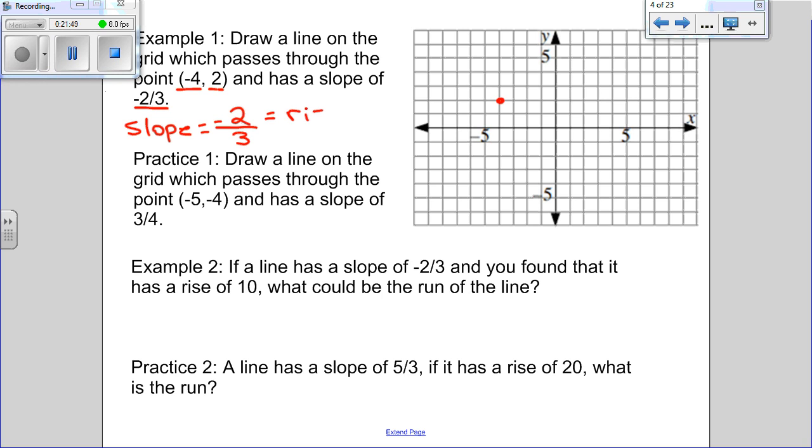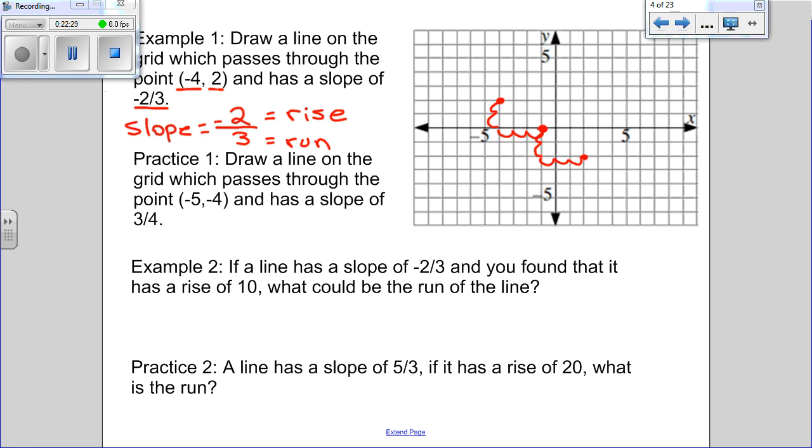They told you that if you go from your starting point and you go down 2 and run for 3, that's another point on your line. And you could keep doing that. So I could go down 2 more, and I can go over 3 more, and find that point. I could keep going forever. But that's a lot of work to find all those points by going down 2, over 3, down 2, over 3. So instead what we can do is we can create a line. And we create a line by taking a straight edge and connecting the dots.